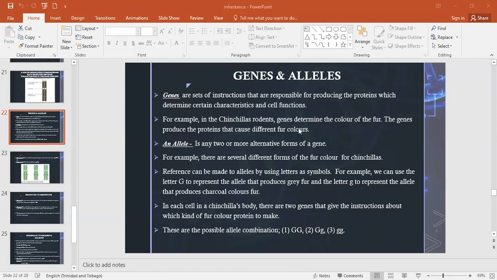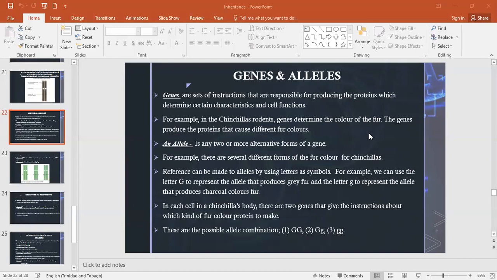And your genes will produce the proteins that will cause different fur color, because what will be responsible for the colors are pigments, and pigments are determined by proteins. So that is what a gene is, basically a set of instructions responsible for producing proteins that determine characteristics, or just instructions, period. But then you have an allele, which is just another form of a gene. While you have one gene, there is another way in which that gene could be expressed. So an allele is just another form of a gene.